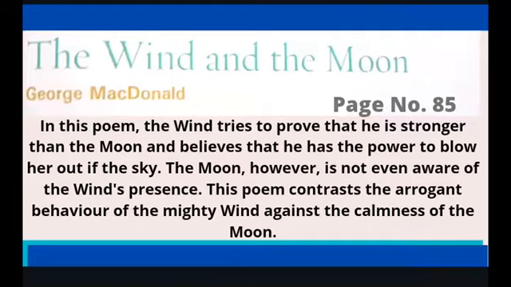Whereas the moon is indifferent. He is not aware of the wind's presence or what the wind is thinking. He follows his own pattern of coming in the sky at night and again disappearing. So the moon is least bothered about what the wind is thinking, or is not even aware of it. So this poem will display two contrasting behaviors.